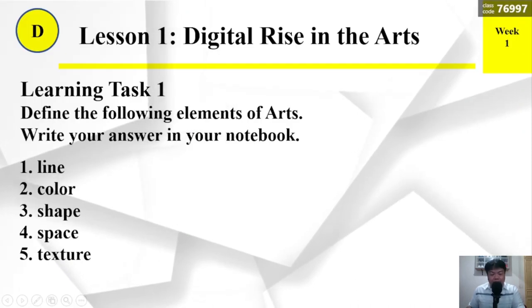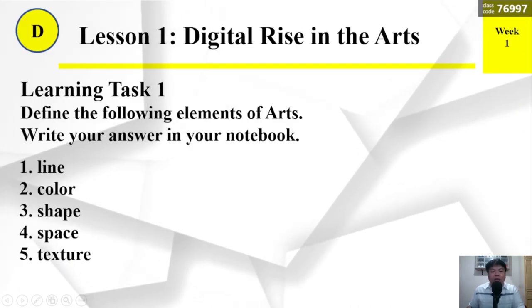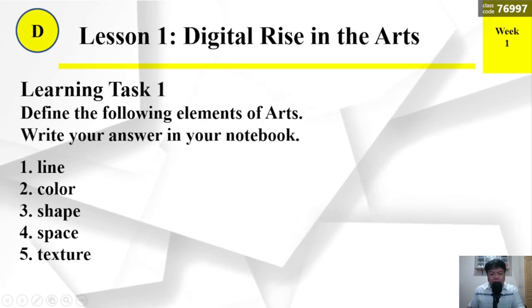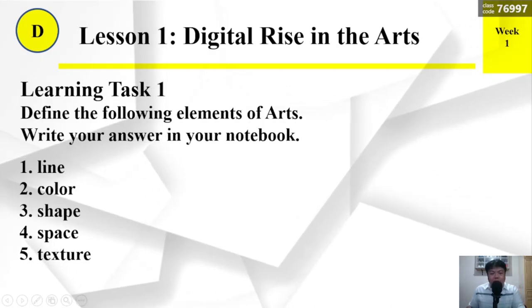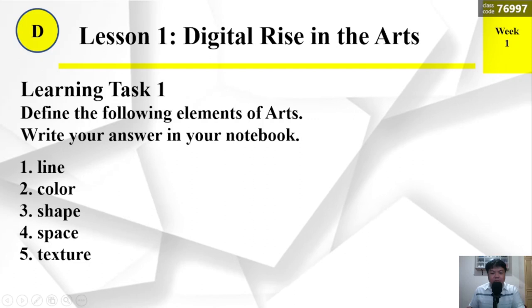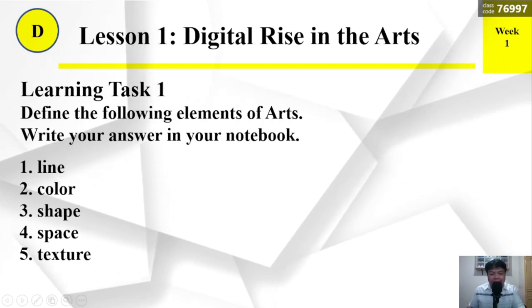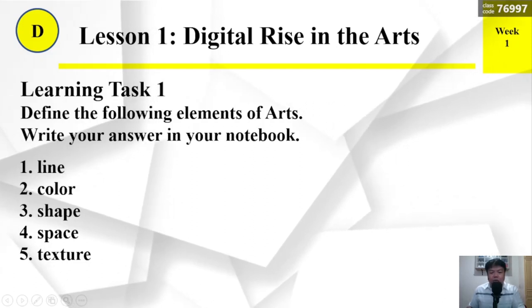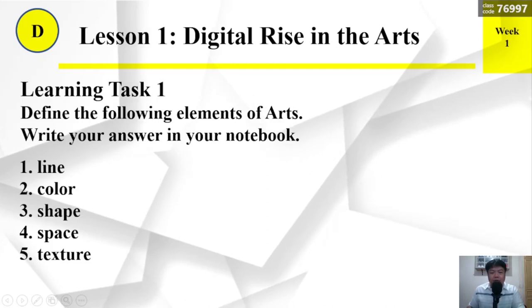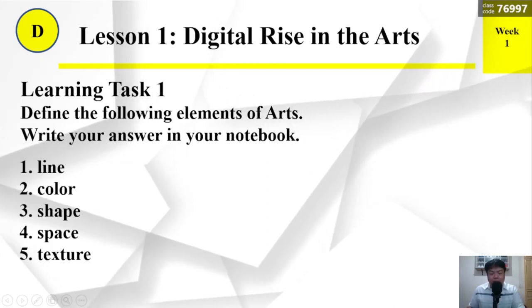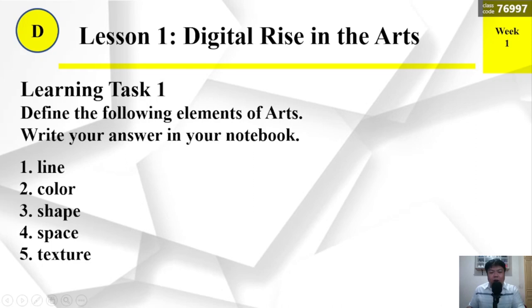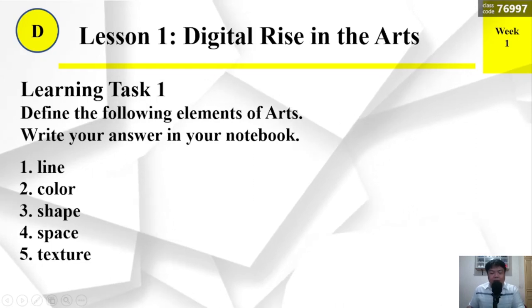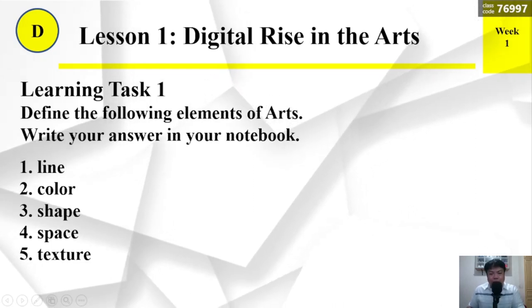Learning task number 1. Define the following elements of arts. Write your answer in your notebook. Number 1, line. Number 2, color. Number 3, shape. Number 4, space. And number 5, texture.